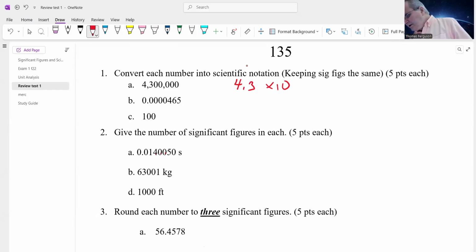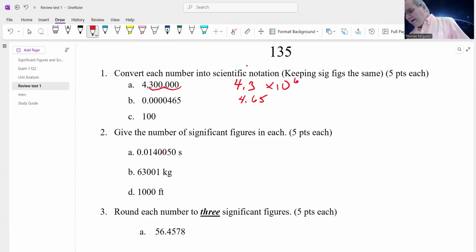Okay, so the decimal point is here, so we're going to go 3, 4, 5, 6. If you move the decimal point to the left, the exponent is positive. If you move the decimal point to the right, it's negative. And we retain the sig figs because there's no decimal point there. It only has 2 sig figs.